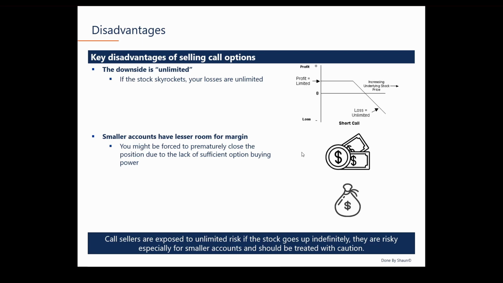In this scenario, people with bigger accounts have the advantage because their accounts will be able to weather through bad times first and still maintain the position due to their large option buying power. And eventually, if the stock recovers, they will earn the profit. Whereas for you, you're forced to exit. There's more room for fluctuations for bigger accounts.